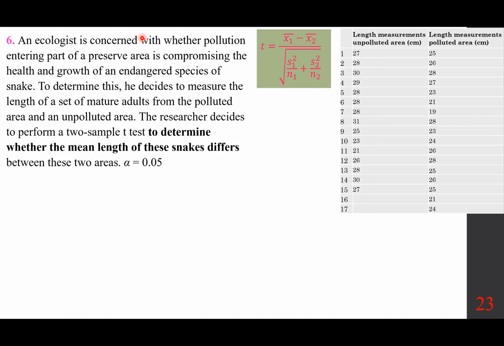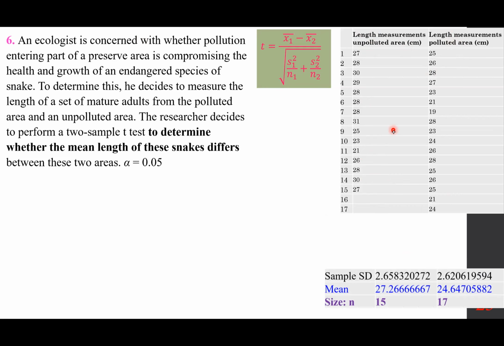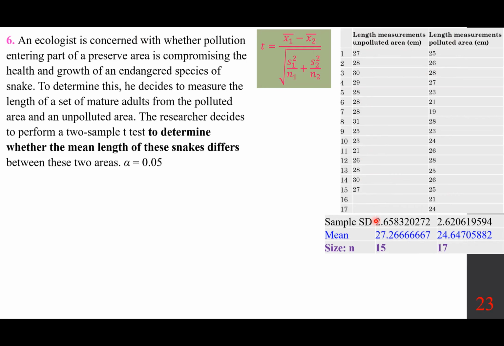Excellent. So we have unpolluted area, we have polluted area, we've collected the sample, so we need to run it and calculate the sample mean, sample standard deviation, and so on and so forth. So we can do it by hand. We can put it into a calculator. And when we do that, standard deviation for the first group, the unpolluted area, is 2.658, and it continues. For the next group it is 2.620, and it continues.